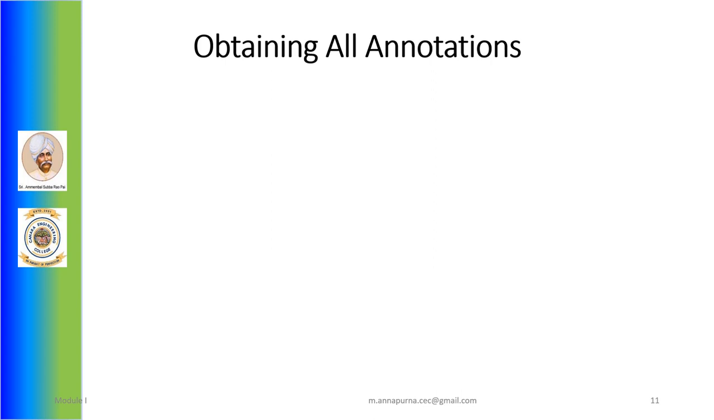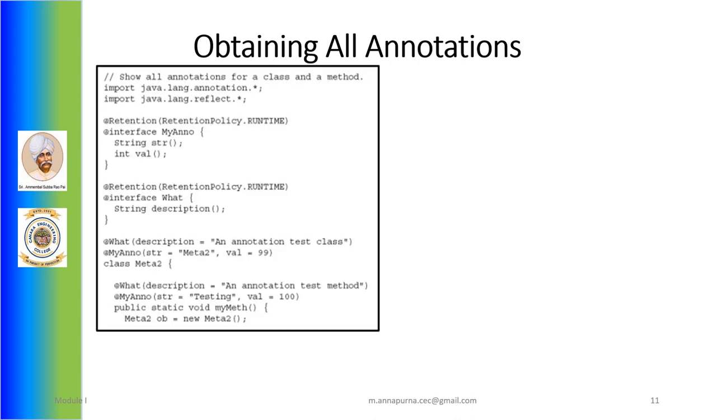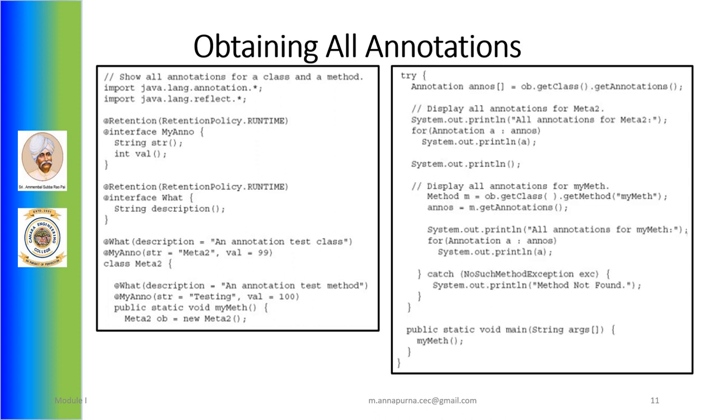Obtaining all annotations. We can also obtain all annotations that have runtime retention that are associated with an item by calling the getAnnotations method on that particular item. For this, let us take an example. So here is a program that shows all annotations for a class and a method.